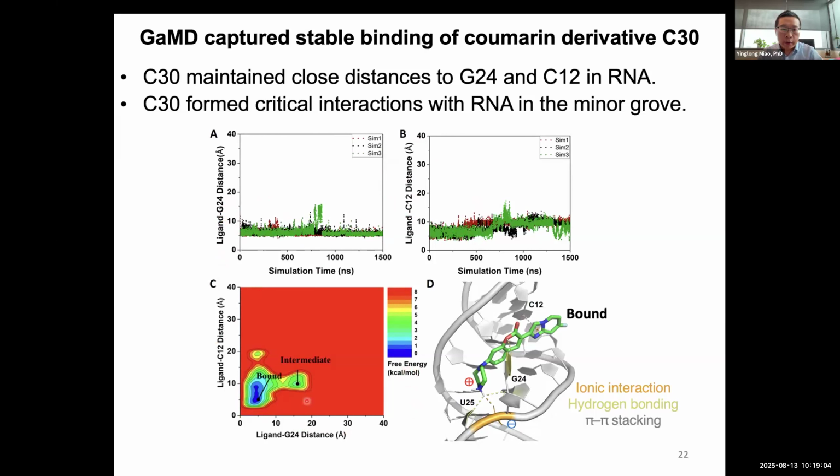In this free energy profile, we can figure out a number of low energy states, like a bound and the intermediate. In this bound state, the ligand could form ionic interactions with the phosphates from the backbone, from U25 and G24. It can also form a very important hydrogen bond with G24. And I think this is critical for the selective binding. And the ligand also forms the pi-stack interaction with C12.